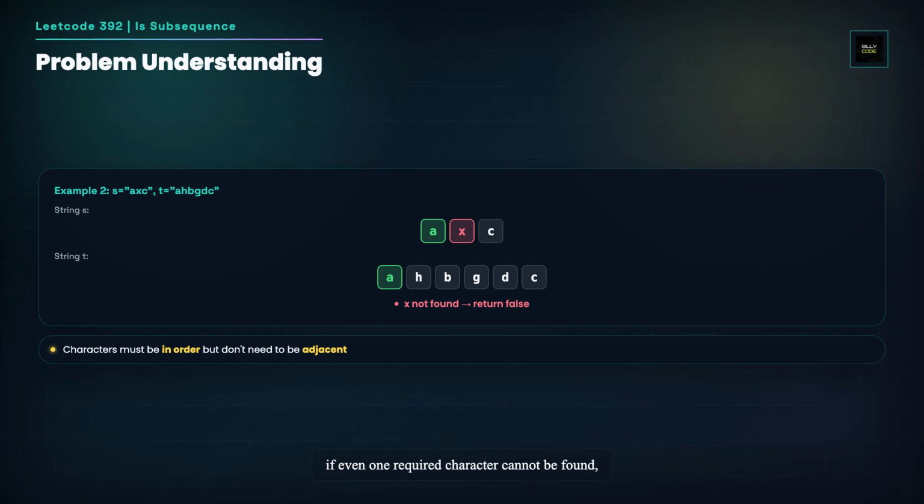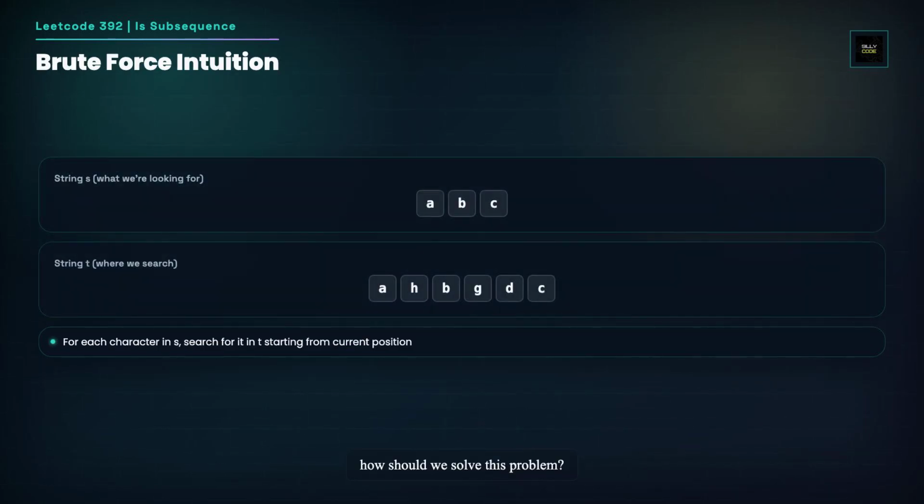Now the next question is, how should we solve this problem? Let's ignore optimization for a moment. Suppose I ask you this question in an interview. What would be the first solution that comes to your mind? Most people would probably think like this. Start with the first character of S.